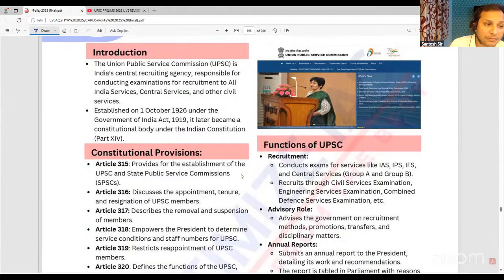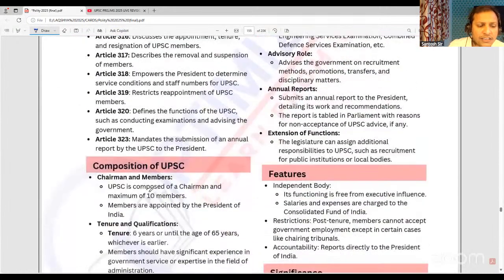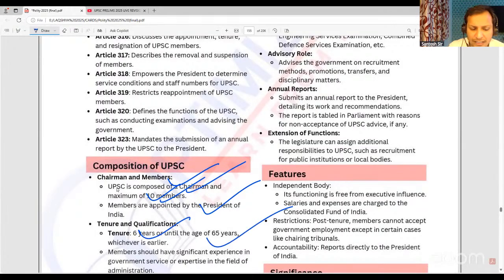Next is the Union Public Service Commission. This is very, very important this year. It is a constitutional body, guys. UPSC basically consists of a chairperson and 10 members. They are appointed by the president for 6 years or until the age of 65.